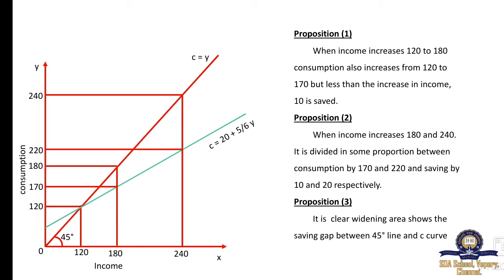Third proposition says that whenever income increases, consumption also increases as well as the saving will also increase. That's why it shows the difference by using the green color line. Look at that line. There the equation is C equals 20 plus 5/6 Y. Income increased 50, consumption increased 60. So it says C equals 20 plus 5/6 Y.